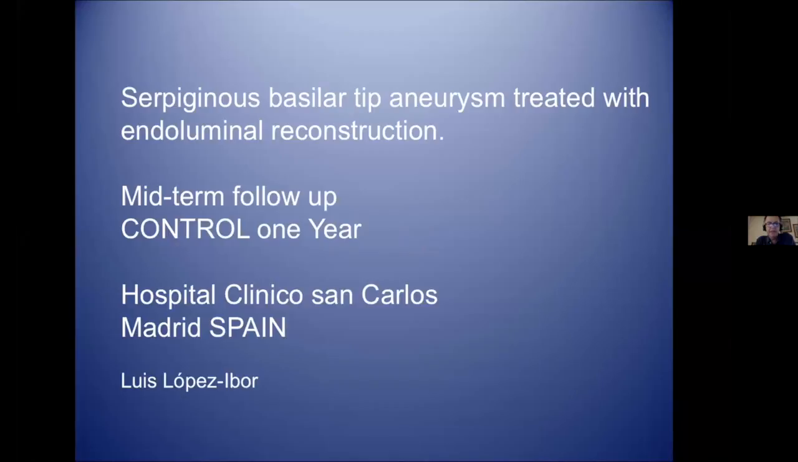Why? Because the wall of the basilar aneurysm is arteriosclerotic and is very complex. And the flow diverter doesn't work well because the diameter of the aneurysm in origin of the distal part is different. You have too much. Okay, I present this case and the midterm follow-up and control 1 year.